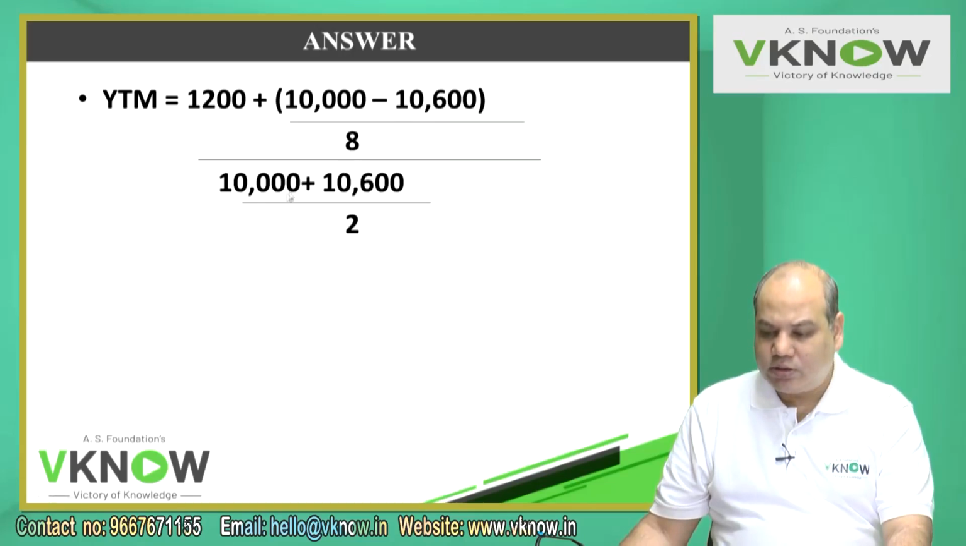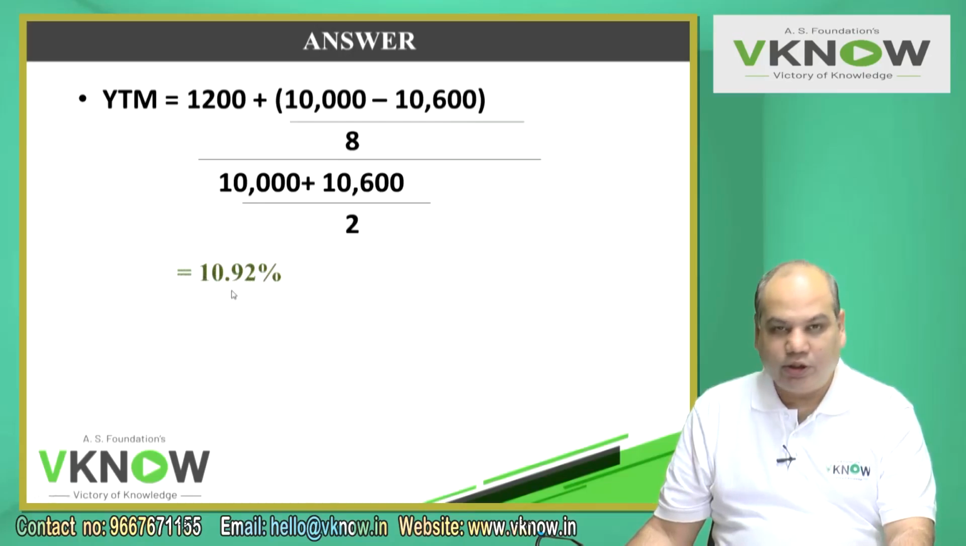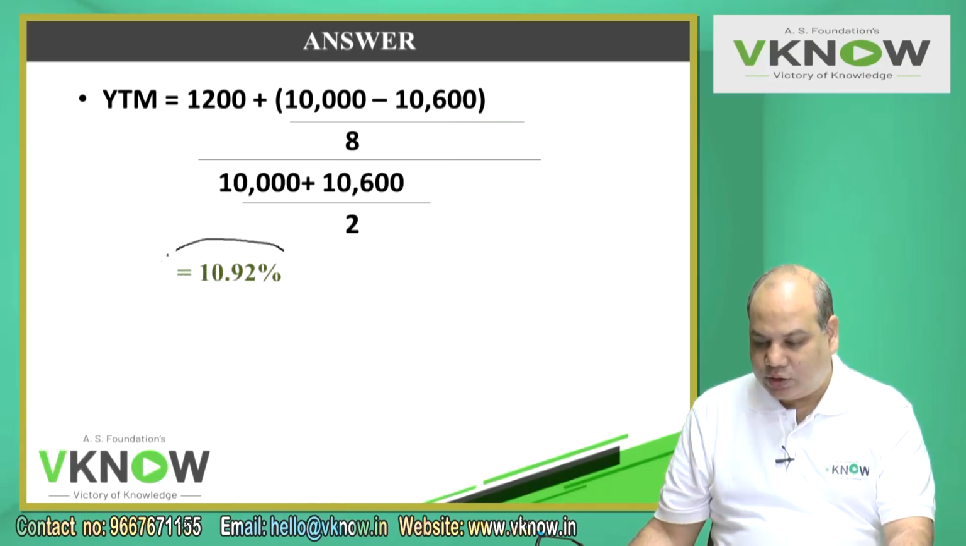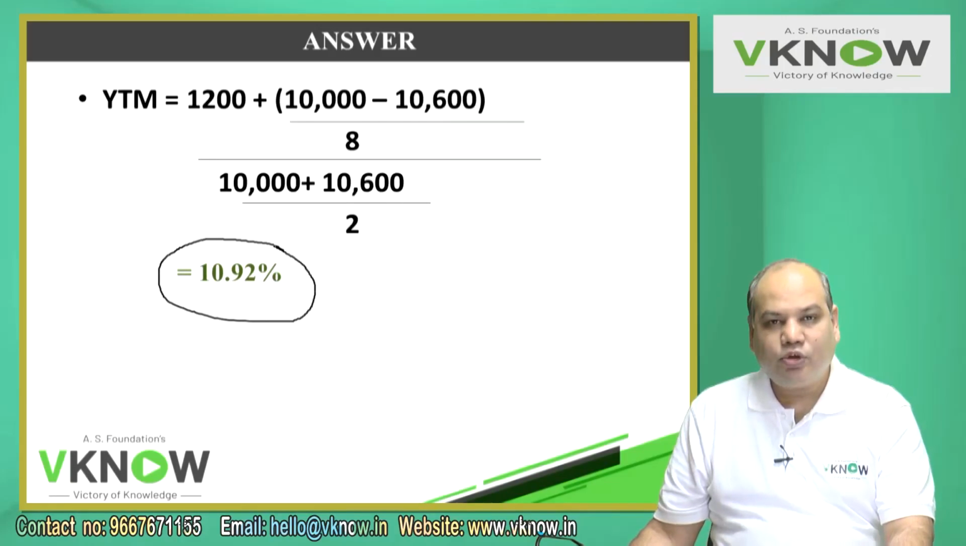Divided by 8 years, upon the average, 10,000 plus 10,600 upon 2. Now please solve it. After solving it, what is the answer? 10.92%. So be careful that this answer has to be less than 12%.